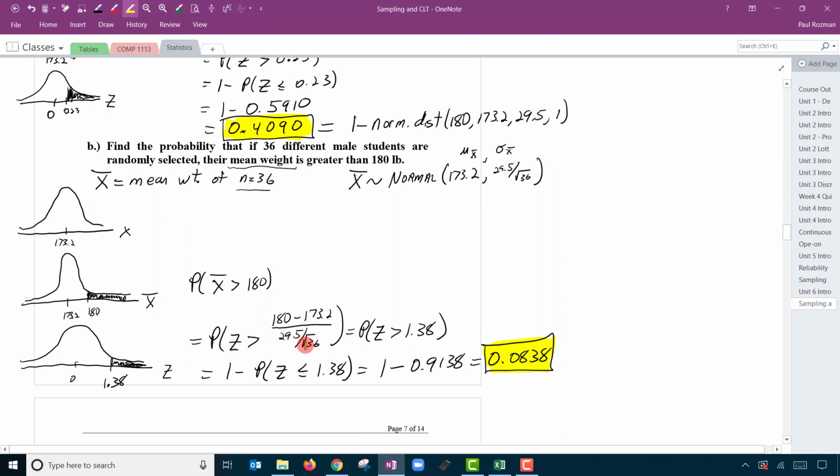It would make the z-score larger. If you put 200 in for the square root here, it would make the z-score larger. And if you make the z-score larger, you end up with less area left in that upper tail.